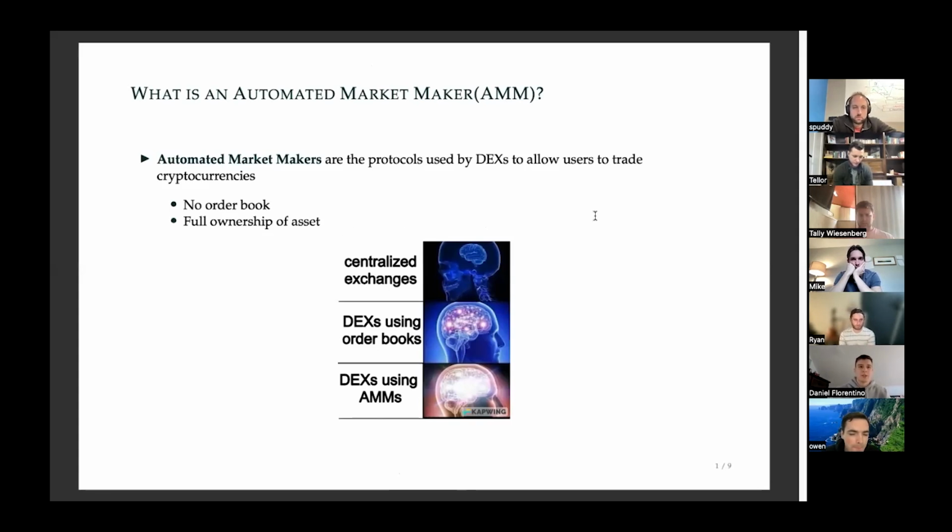Centralized exchanges usually implement order books and trade off chain. So there needs to be a coincidence of wants, and you don't fully own the assets that you trade, which is only cool to people like Sam Bankman-Fried.